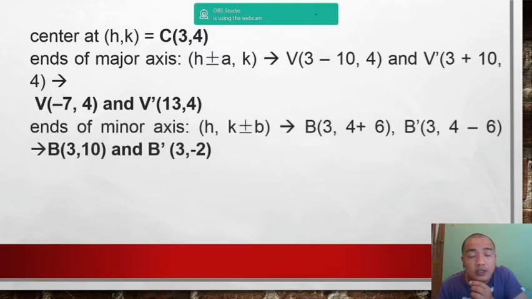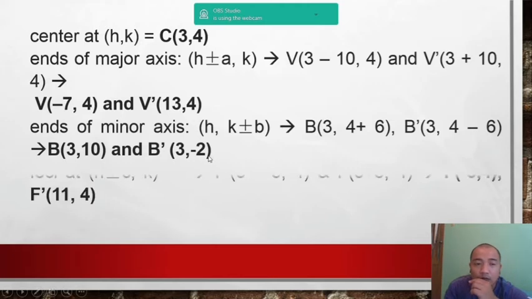Ends of the minor axis, or in symbol, B as in bird. For the major axis, the ends are V, or vertices, V as in vegan. So for the minor axis, we have (h, k plus and minus b). h is 3, k is 4, b is 6. So 4 plus 6 is 10, and then 4 minus 6 is negative 2. So, we have the ends of the minor axis (3, 10) and (3, -2).